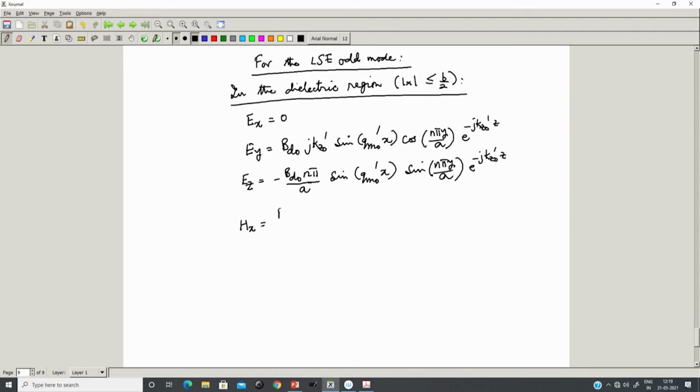H x is B D O k naught square epsilon r minus q m o prime square by j omega mu sin q m o prime x cos n pi y by a e power minus j k z o prime z.